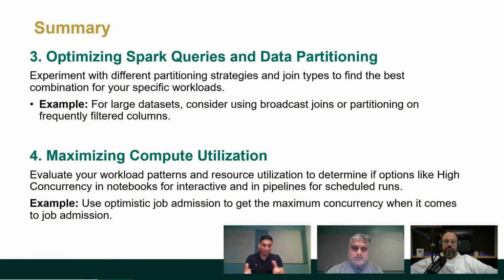There are different ways. Native execution engine, as you mentioned, it's free, so it's going to give you acceleration at every query level. And options like optimistic job admission or high concurrency mode for scheduled runs or interactive runs are going to allow you to do more for what you end up paying for, the area under the curve, for the job runs that you're trying to do on Fabric.